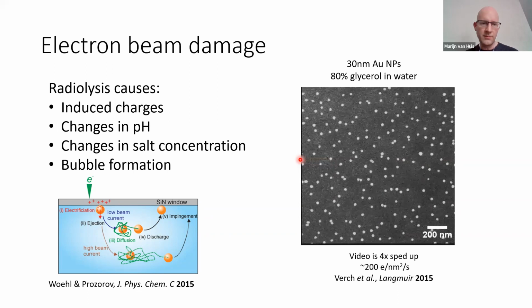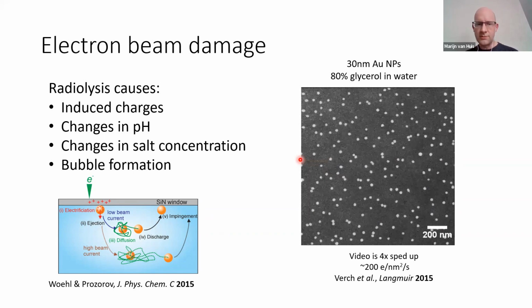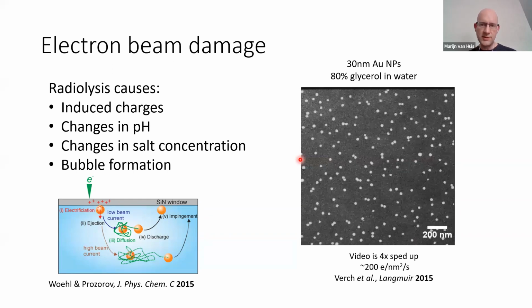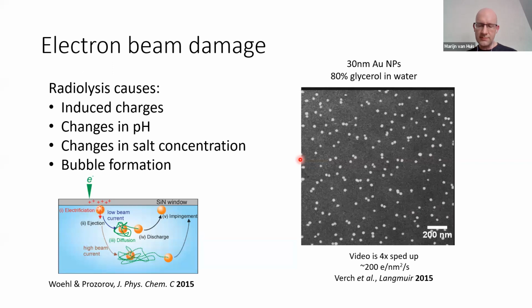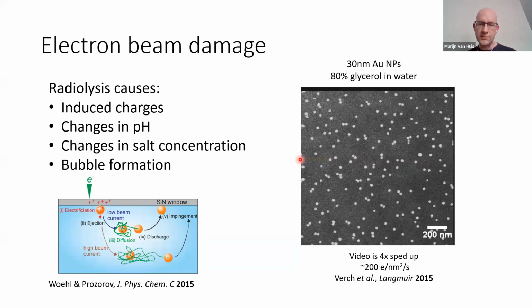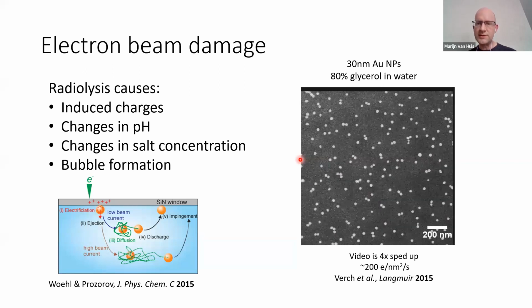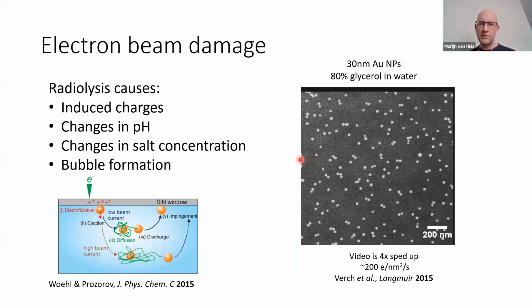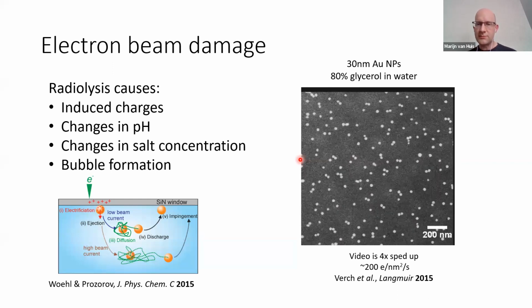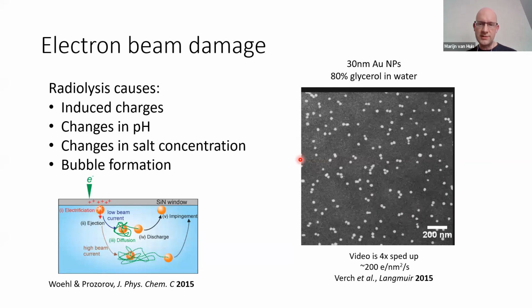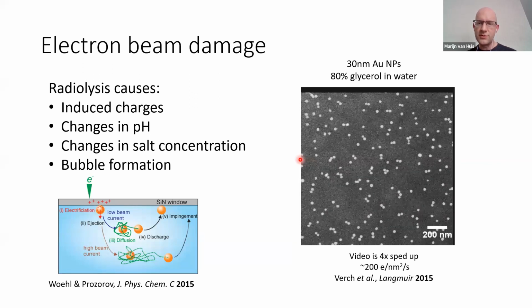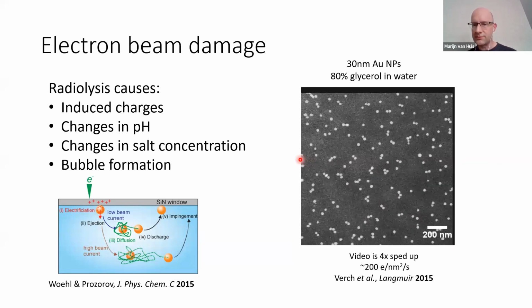Now, one other problem is that of charging. So we are containing the liquid between these membranes. But the problem is that these membranes are also being charged by the electron beam that leads to electric fields, unwanted electric fields inside the electron microscope. And this has the tendency, for example, to slow down greatly the movement of nanoparticles.